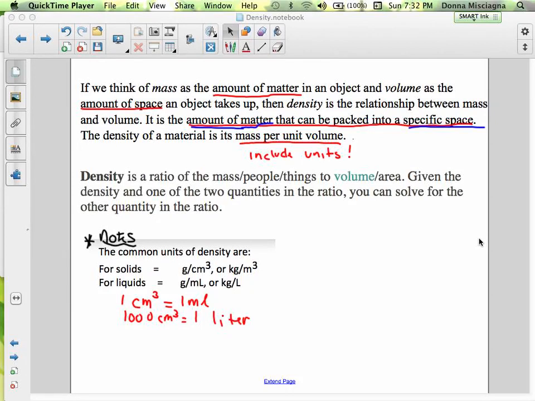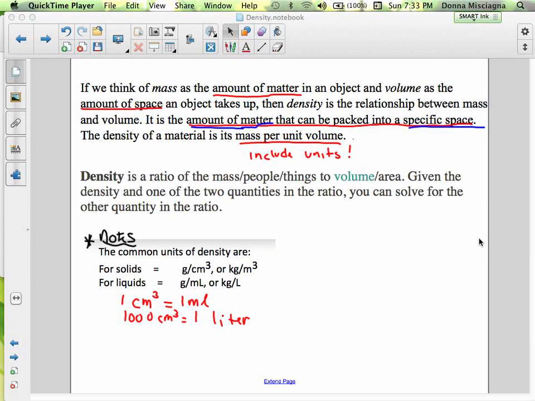If we think of mass as the amount of matter in an object and volume as the amount of space an object takes up, then density is the relationship between mass and volume. It is the amount of matter that can be packed into a specific space. The density of a material is its mass per unit volume, and we want to include units.